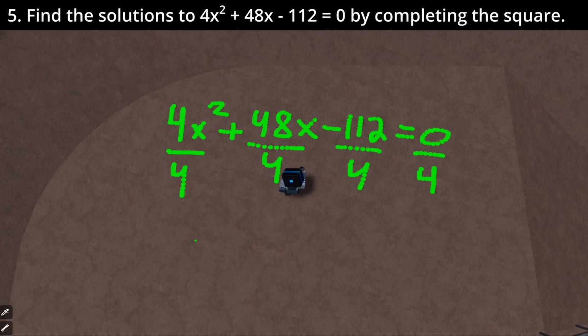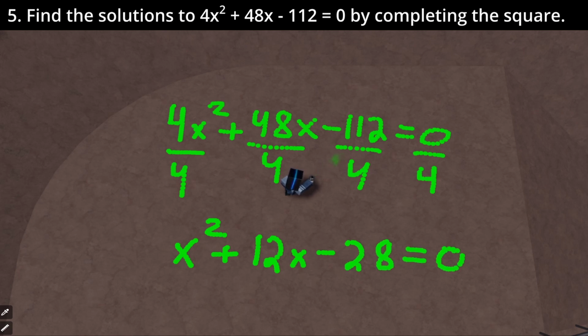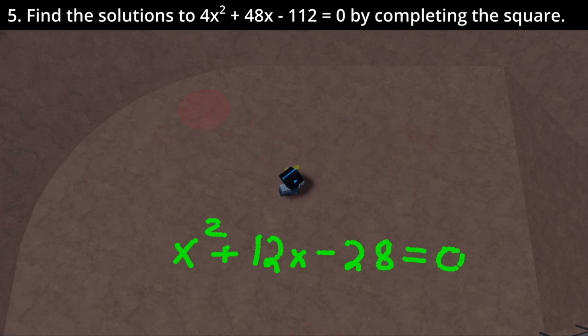So we're going to get x squared plus 48 over 4 is just 12, so 12x. Minus 112 over 4 is just negative 28. And then of course 0 divided by 4 is just 0. And then now what I'm going to do is just add 28 to both sides, so I can put the constants on the other side. So that'll just get me x squared plus 12x is equal to 28.